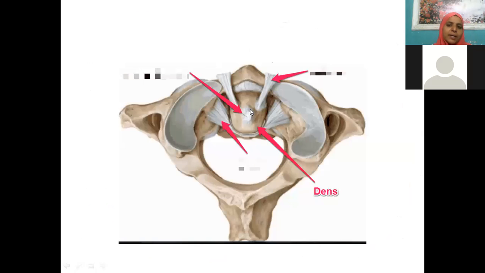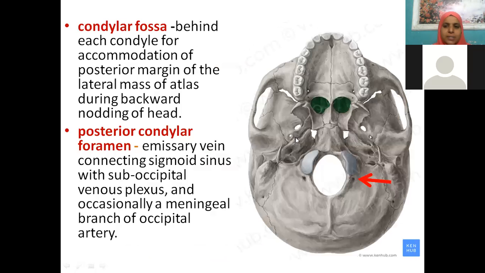This is actually the first cervical vertebra, that is atlas. Here the occipital condyles will come and get articulated to form the atlanto-occipital joint. Below this atlas, you find the second cervical vertebra, that is axis, and this projection of axis is nothing but the dens, also called the odontoid process. So this is the condyle. Just behind this, whatever fossa is there, you call it the condylar fossa. This is the posterior condylar foramen, where we have the passage of emissary veins.